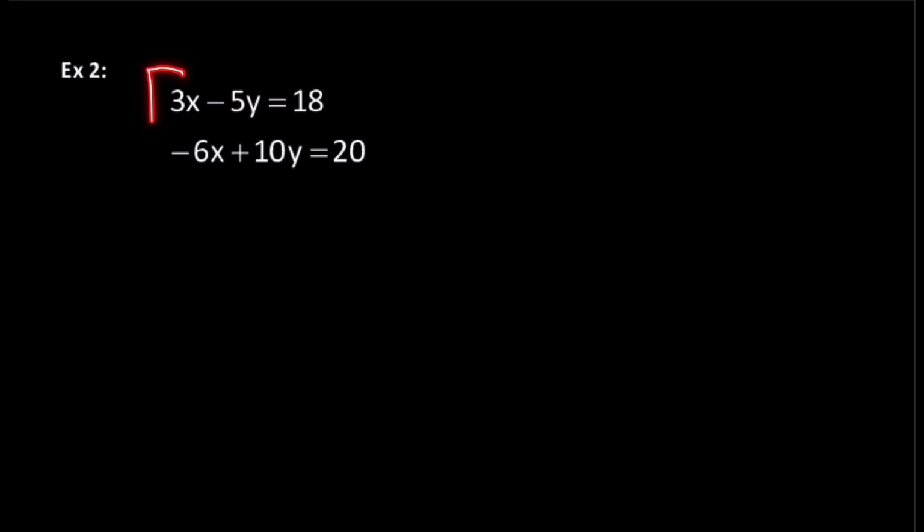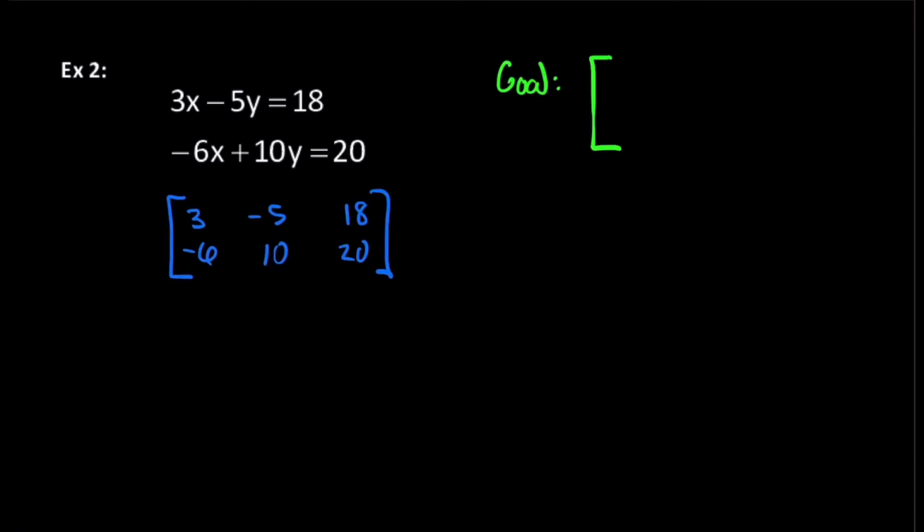Example 2. Solve this using Gaussian elimination. So again, I want to put this into a matrix. First row, 3, -5, 18. Second row, -6, 10, and 20. Now, as a visual again, my goal, 1, number, number, 0, 1, number. And always get a 1 there first.